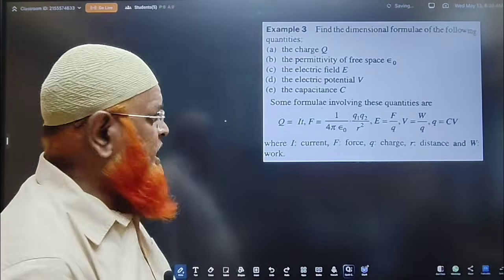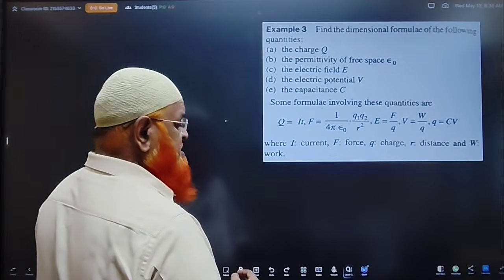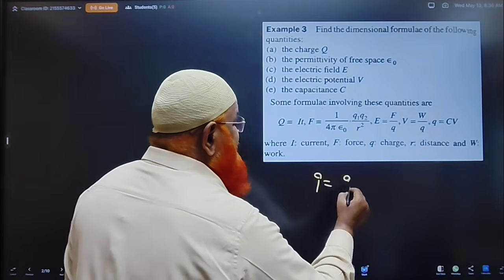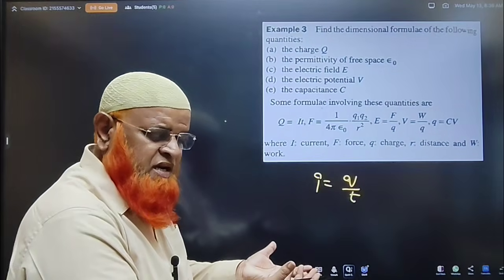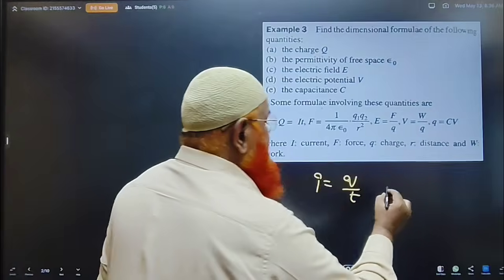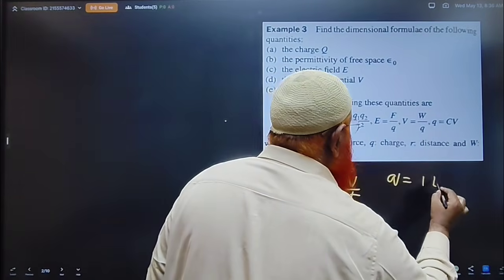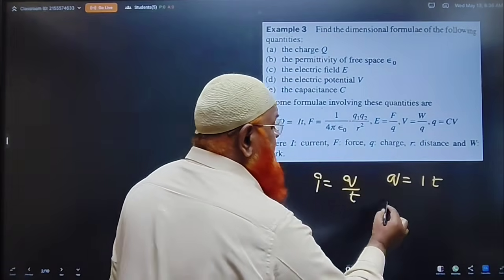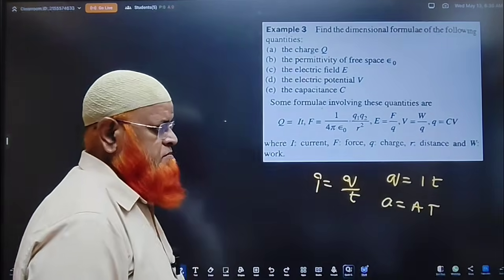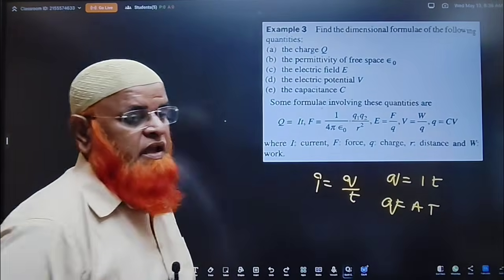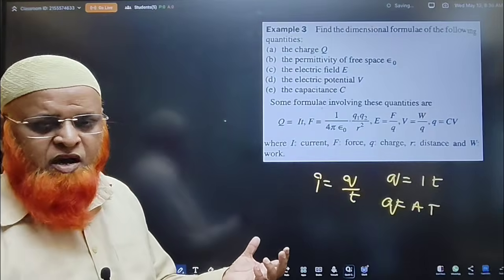They will forget them. So first of all, what is the dimensional formula for charge? You know current is nothing but rate of flow of charge, or charge by time, the basic formula you know from 10th class. But what is the dimensional formula for charge? Charge can be taken as I into T. I means current here, and I told you current is represented with letter A, and this is T. So charge is nothing but A into T.